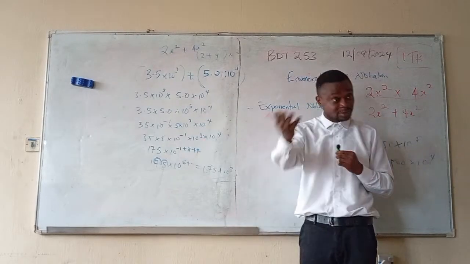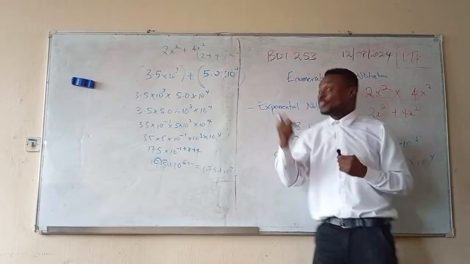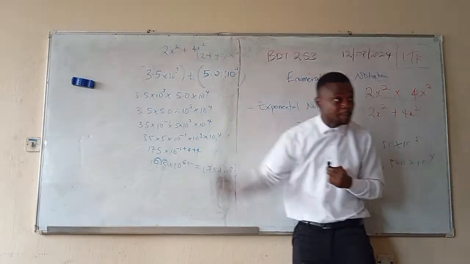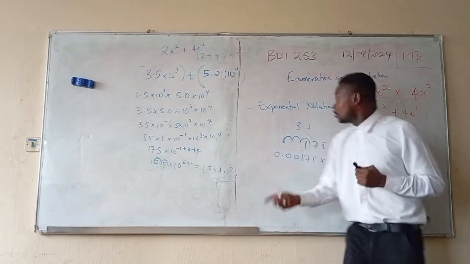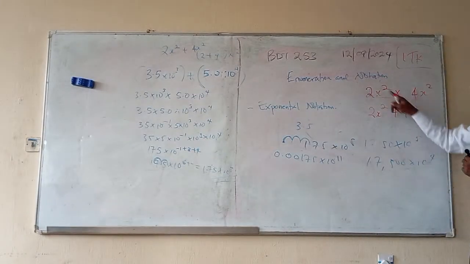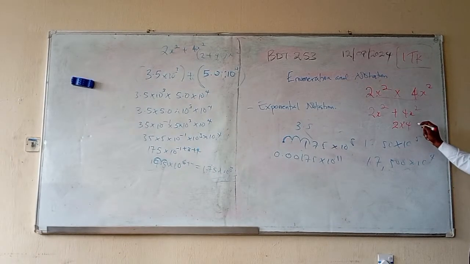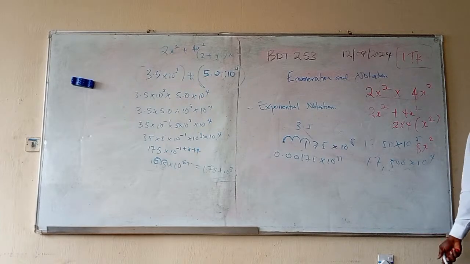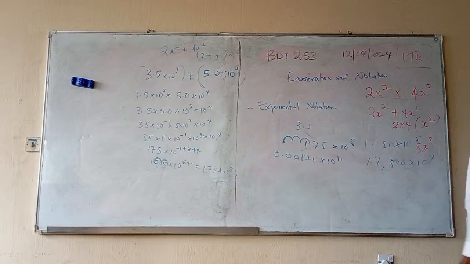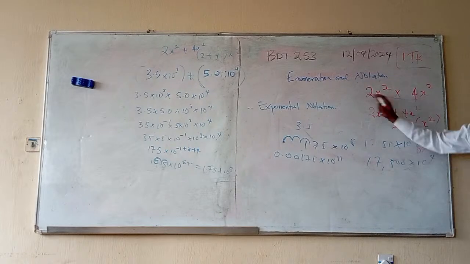You cannot factorize, because what is between them is multiplication. You cannot factorize again. You cannot do this times this, s squared, 2 times 4 s squared come out. What type of calculation is that? It's wrong. You cannot do it. Simply do this times this to give you the answer.